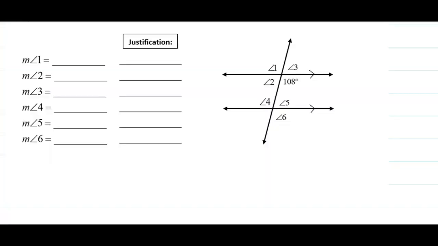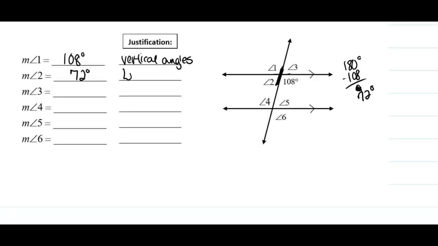So we're going to do an example. If we're given one of the measures like this, we look at angle 1, and angle 1 is 108 degrees because it's vertical angles to 108 degrees. That would be my justification for that measurement: vertical angles. And then measure 2, because angle 1 and angle 2 are a linear pair, then we can say that if we subtract 180 minus 108, we get 72 degrees, and angle 2 is 72 degrees because it's a linear pair with angle 1.